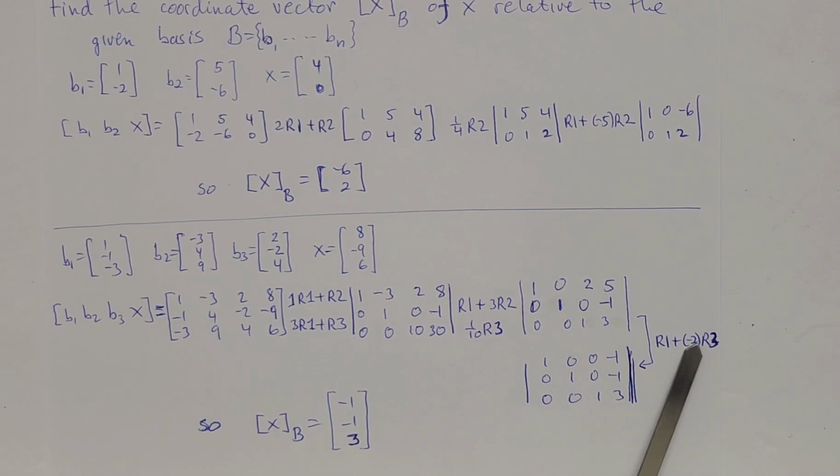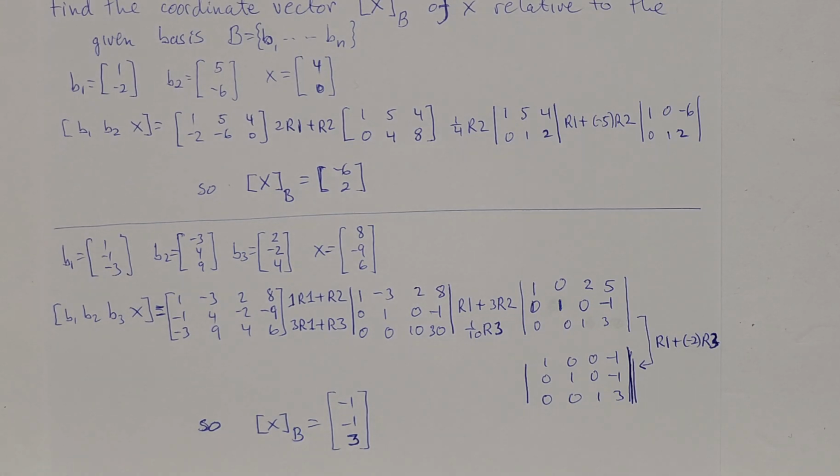So the opposite of +2 is -2. So -2 times row 3 plus row 1. -2 times 1 will be -2. -2 plus 2 will be this 0. -2 times 3 will be -6. -6 plus 5 gives me this 1. Now we are completely done.